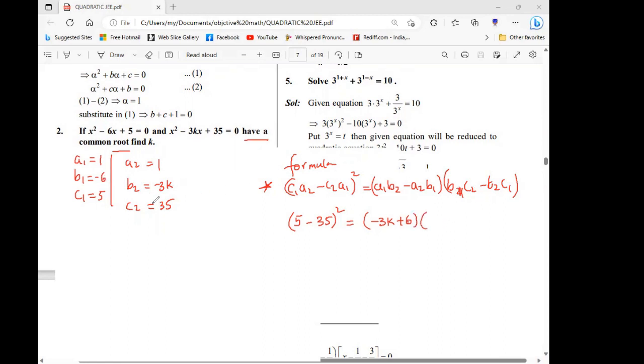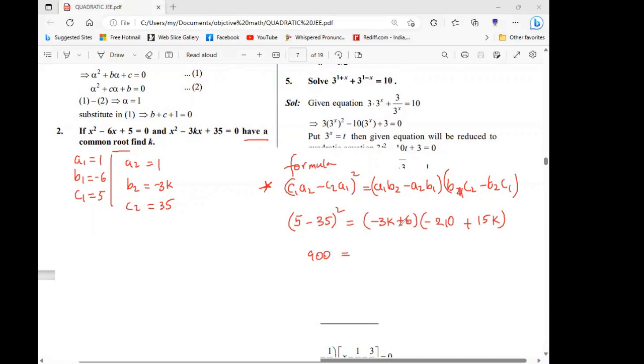B1 is minus 6 and 35. How much is 35 sixes? 6 5s are 30, 3 in your mind. 6 3s are 18, 18 and 3, 21. 210. Minus B2C1. B2C1 is minus of minus plus 5 3s are 15k. Therefore, from here, 5 minus 35 is minus 30 whole square, which is 900.